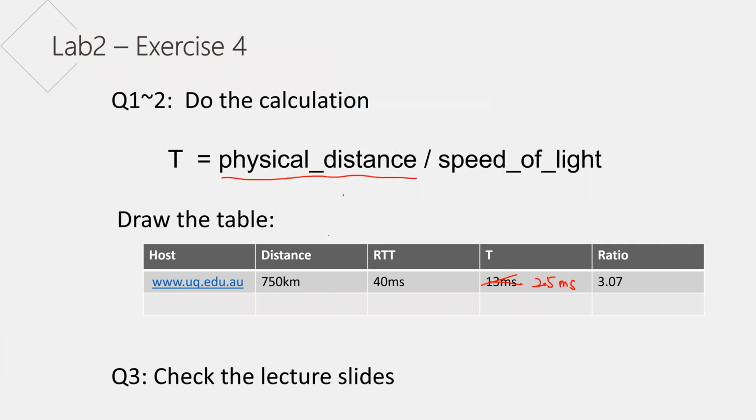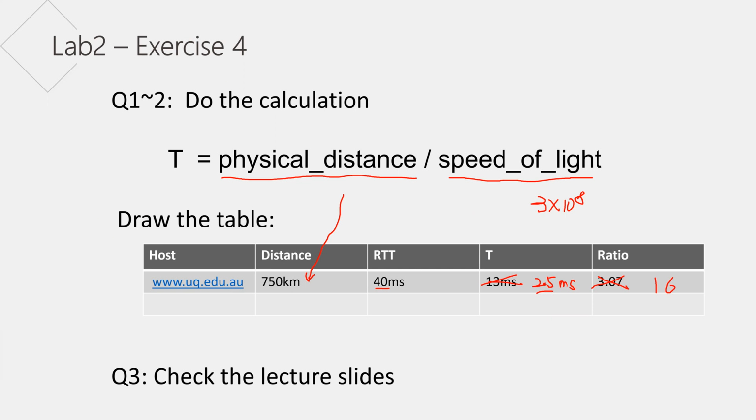because the physical distance is here and the speed of light is 3 times 10 to the power of 8. Just do the division and you can get the value. And what's the ratio for that? Of course, the ratio is wrong as well. So just 40 divided by 2.5 is probably a ratio of 16. So the ratio equals RTT divided by T.